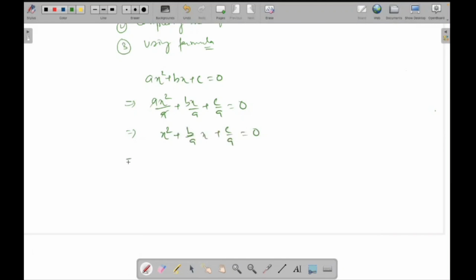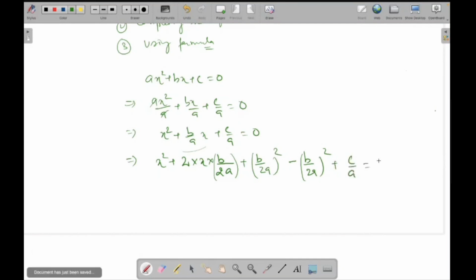In the second step, I'm going to make this a perfect square. To do that, I will write it as 2 into a into b. Then I'll have to write it like b by 2a so that the 2 cancels out, and this will become bx by a. Now I can see this is my a square plus 2ab plus b square. I'm going to add this b by 2a square and also subtract it so that it balances out. So this will cancel out, and there is nothing changing here. And this will become c by a.